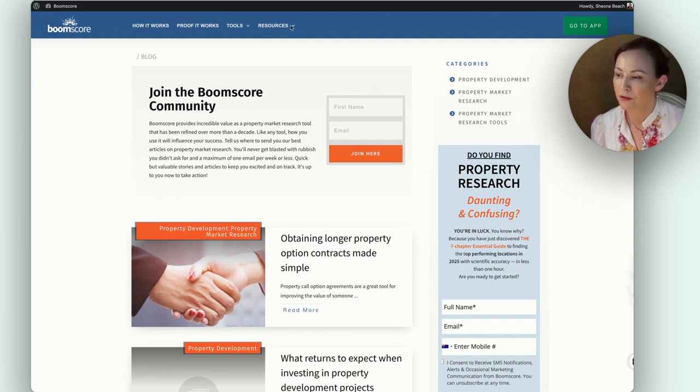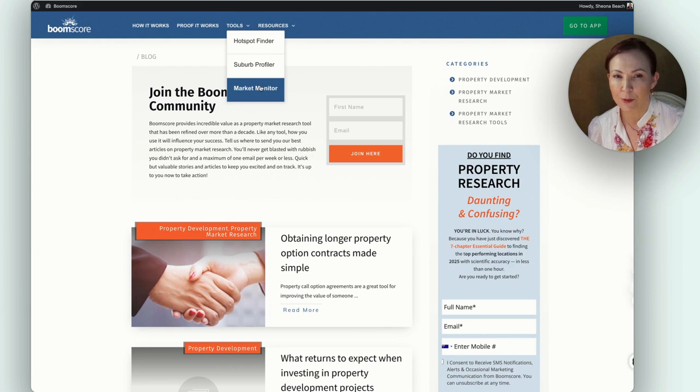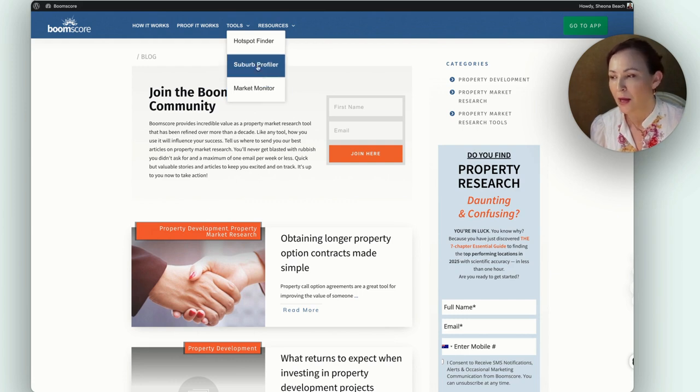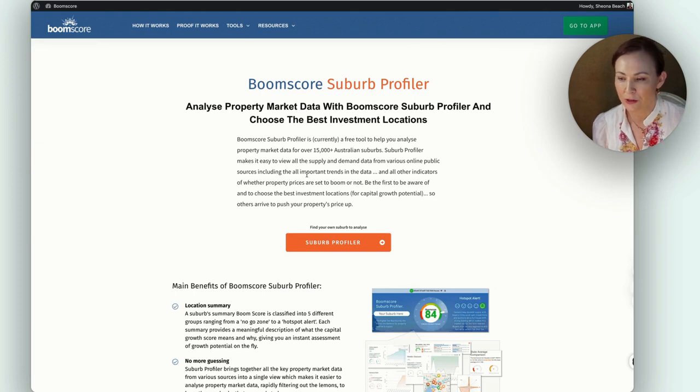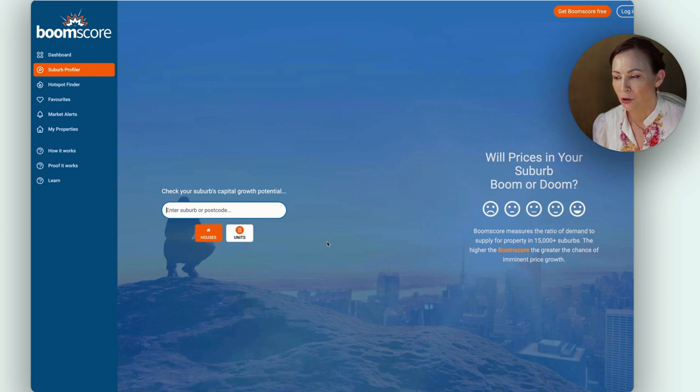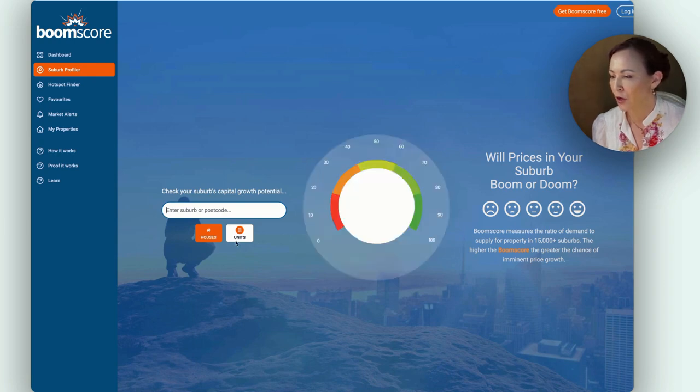Another great set of information from them is if you come to their tools, they've got a hotspot finder, a suburb profiler, and a market monitor. So you can subscribe to have certain suburbs monitored, and they'll email you with insights and market reports for that particular suburb. If I go to suburb profiler now and click on it, you can come here and read this for yourself. You can come here and educate yourself from this website, but it's just got so much information in here that's free. And so I encourage you to come here and have a look. It's a real little secret that not a lot of people know about.